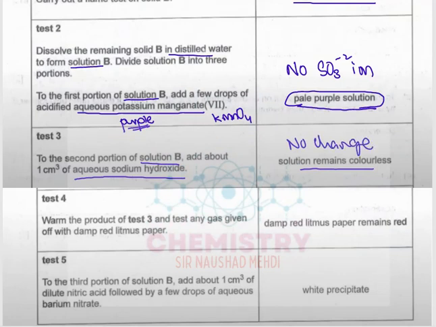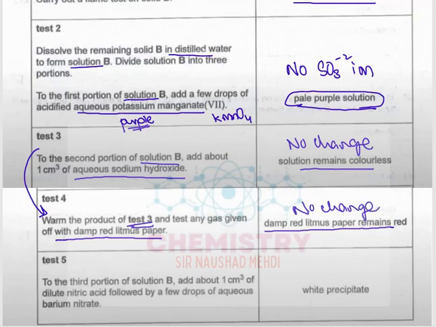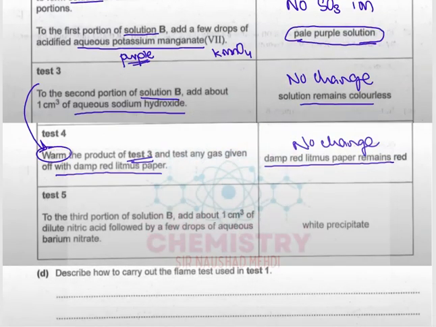Similarly, we are continuing this test 3 in test 4. Warm the products of test 3 and test any gas given off with damp red litmus paper. Here they are saying that the damp red litmus paper remains red, so again no change is taking place. Basically in test 3 we added the sodium hydroxide and then we are heating it. When we warm it, a certain gas will be produced, but that gas is not changing the red litmus paper. It remains unchanged.